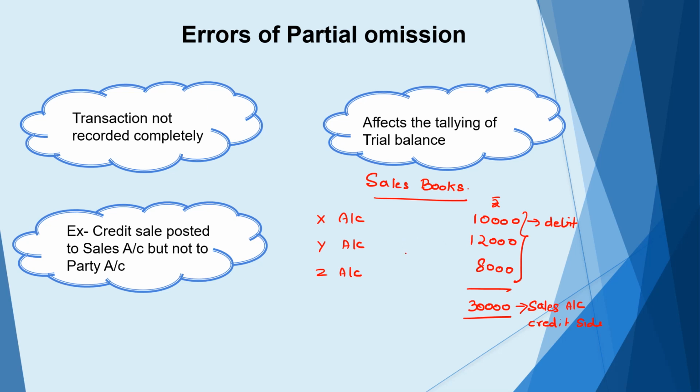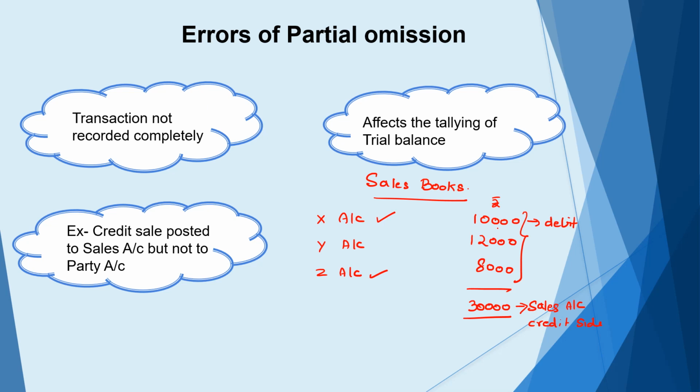Now suppose while posting, the total amount to the credit has gone as 30,000. And while posting into the individual debtor accounts, you have posted 10,000 to X's account debit side and 8,000 to Z's account debit side. By mistake, you have skipped posting Y's account on the debit side, 12,000. So what happens? To the credit, you have posted 30,000, so the trial balance will have sales of 30,000. But on the debit side, the posting that has gone is only to X's account of 10,000 and Z's of 8,000. So only 18,000 has gone to the debit.